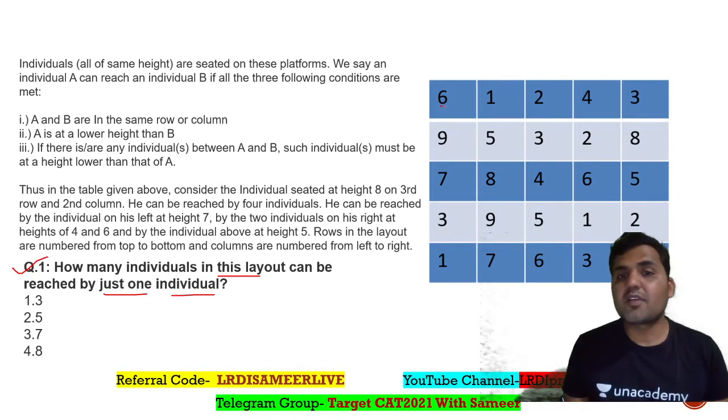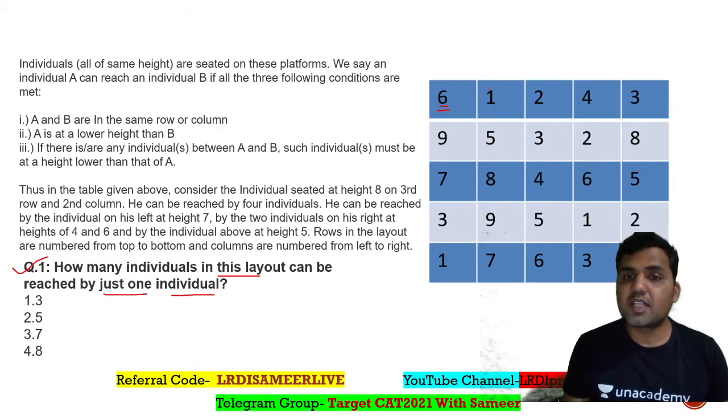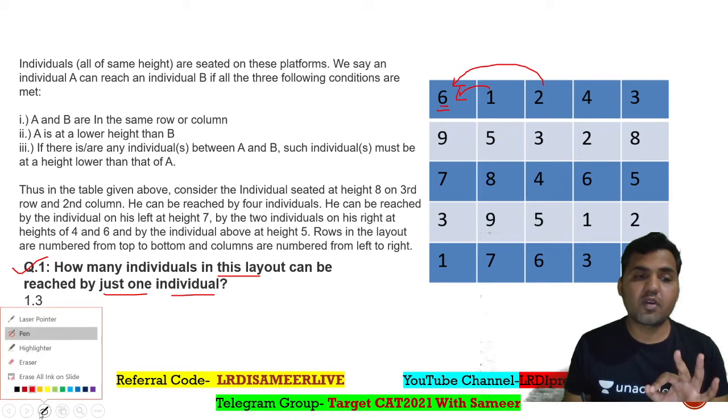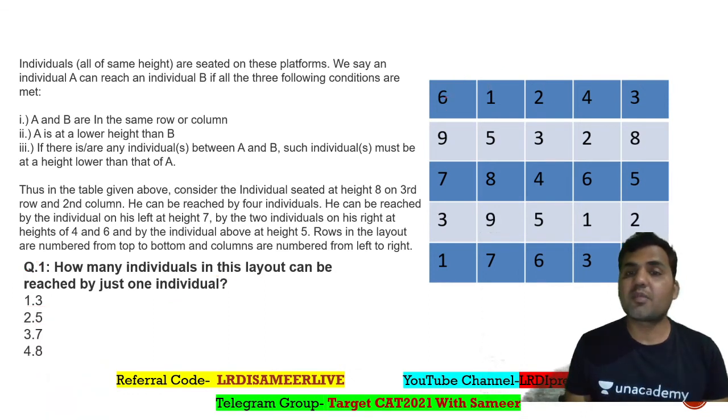Look at it. If I talk about 6, you say 6 can be approached by 1. 6 can be approached by 2 also. You see that 1 can approach 6, 2 can also approach 6. I'm looking for only those individuals which can be approached by one individual. So 6 is not part of the answer.